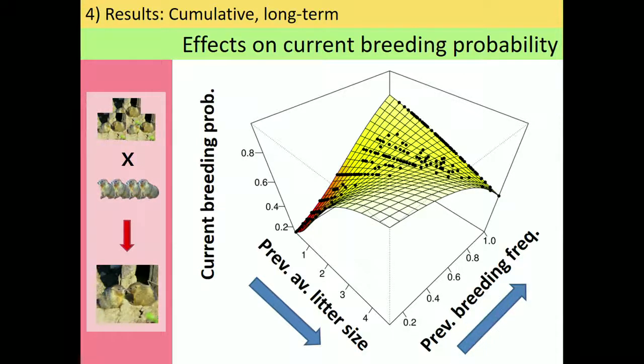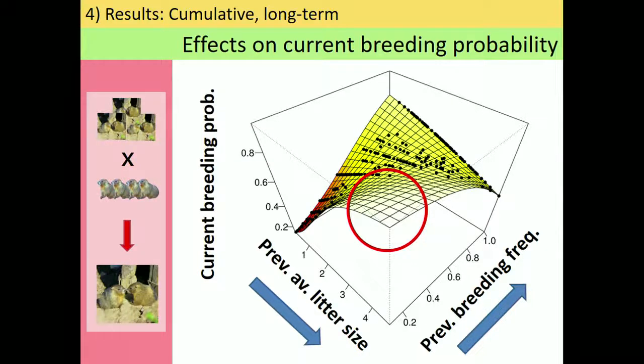So the red shades essentially indicate lower current breeding probabilities, and the yellow shades indicate higher current breeding probabilities, and if they're lighter, they're higher. Although it's a bit difficult to make out some of the shades on this graph, I'll admit. Now, the points represent the distribution of the raw data.